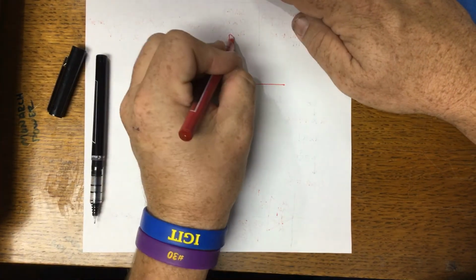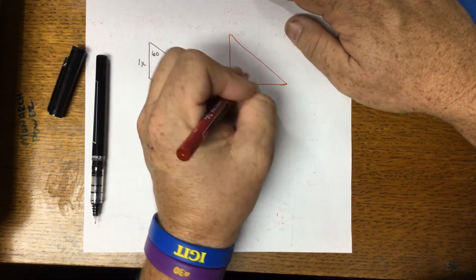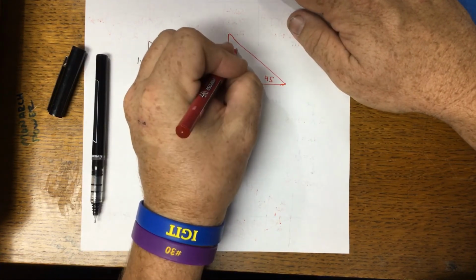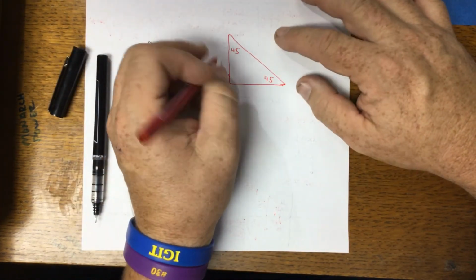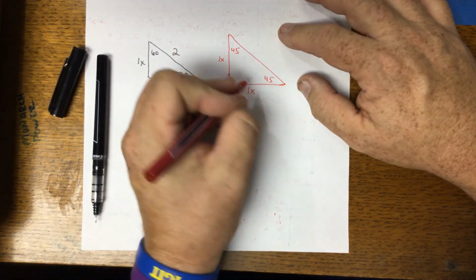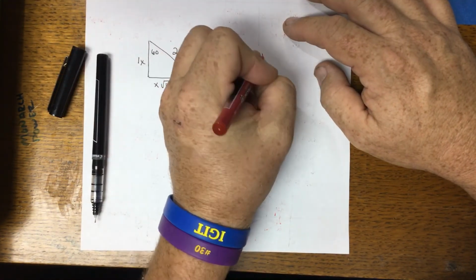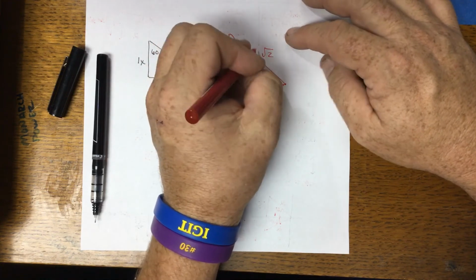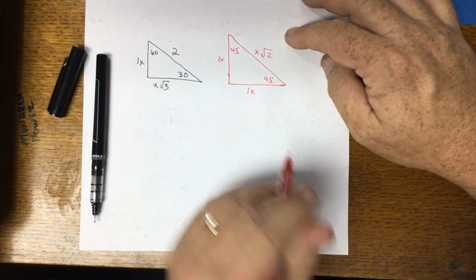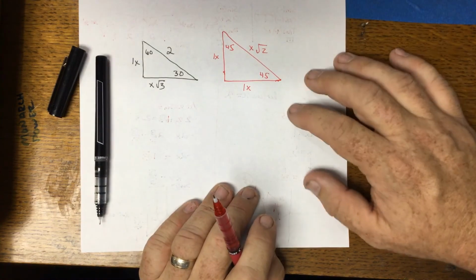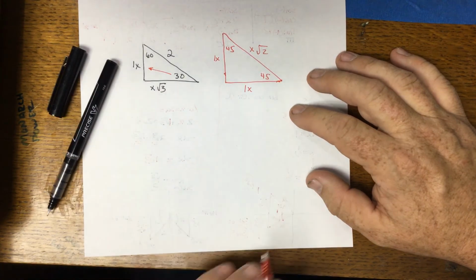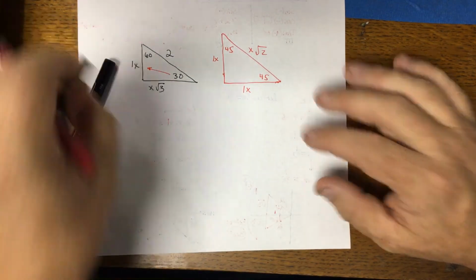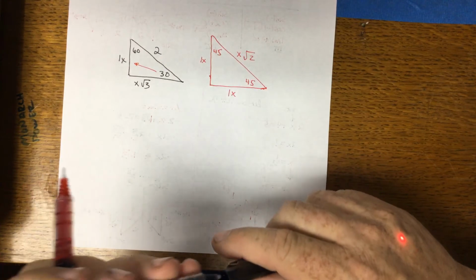And then my 45. There's two ways to look at this. We have a 45, and this one is going to be 1x, 1x, and root 2x. Okay? So those are your special right triangles. You have to know that the 1 is always across from the 30. That's the biggest thing. So hopefully that helps some of you trying to figure out where we're getting our sides from. But that is more help with assignment 15.